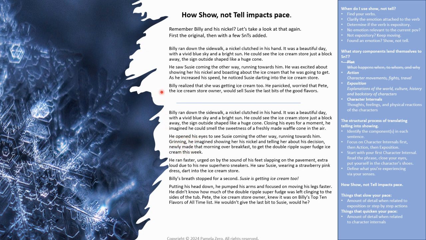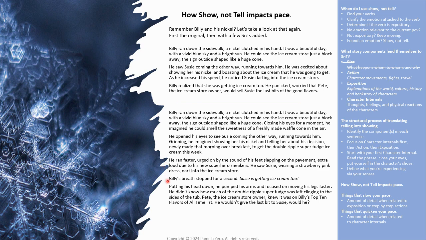Let's take a look at this last paragraph. Billy realized that she was getting ice cream too. Oh, hold on, I'm sorry. I put another paragraph in here. I've turned this into 2 paragraphs. He ran faster, urged on by the sound of his feet slapping on the pavement, extra loud due to his new superhero sneakers. He saw Susie wearing a strawberry pink dress dart into the ice cream store.